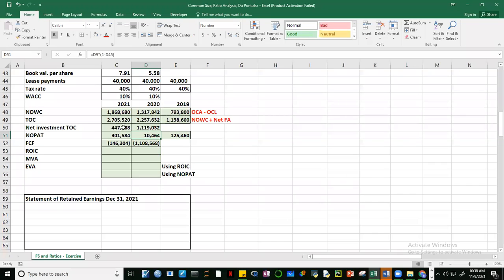Okay, despite the net investment in TOC, the NOPAT of 2020, the net operating profit, was very small compared to 2021. Although there was only a smaller additional operating capital, the company was able to generate a larger operating profit. So, the quality of the free cash flow: both were negative in 2020 and 2021, but we noticed that it was a lower negative in 2021, primarily because of the higher operating profit after tax generated in 2021.